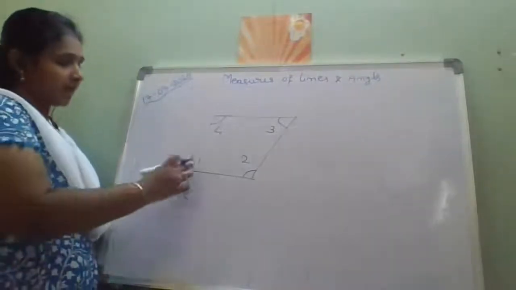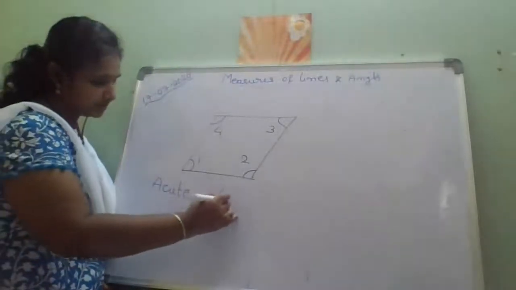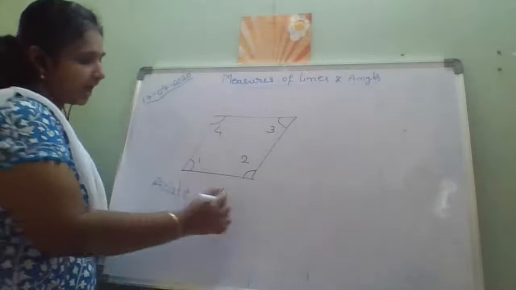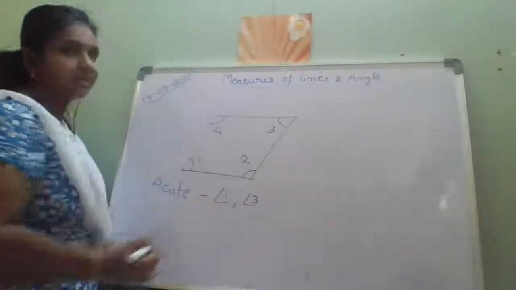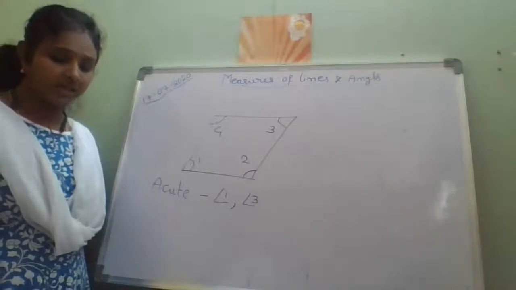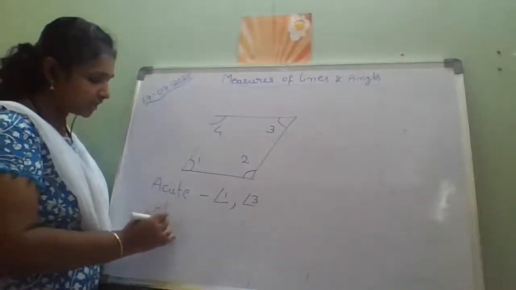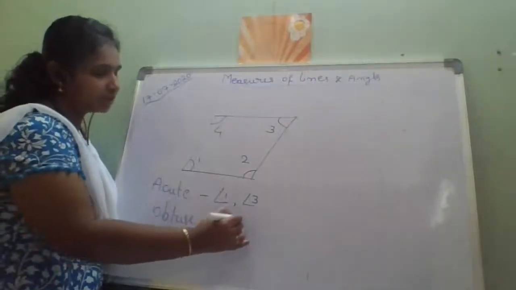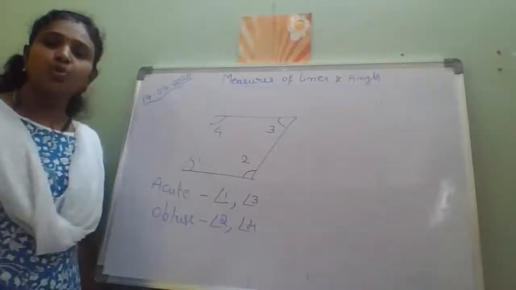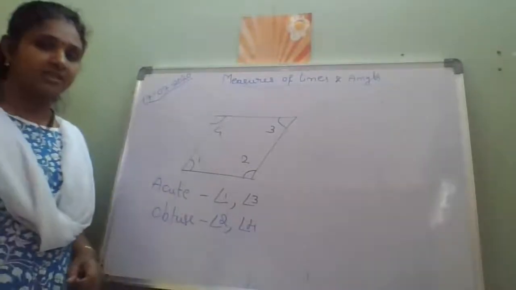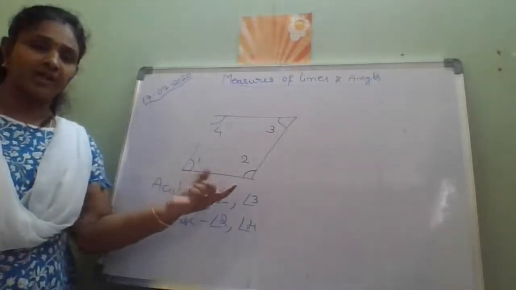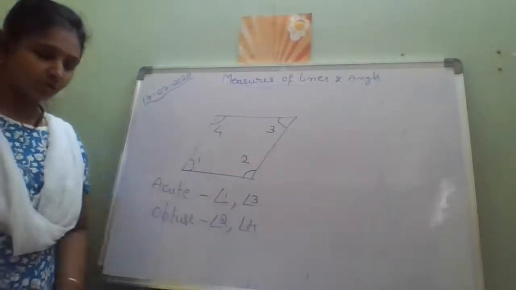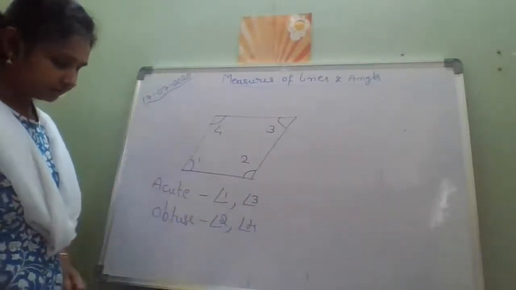Which are the acute angles? Angle 1 and angle 3. Angle 1 is an acute angle, angle 3 is an acute angle. Angle 1 and angle 3 are acute angles. Next, obtuse angles, tell me. Yes, angle 2 and angle 4 are obtuse angles. By using a protractor, you can measure the angles and write them here. Next.